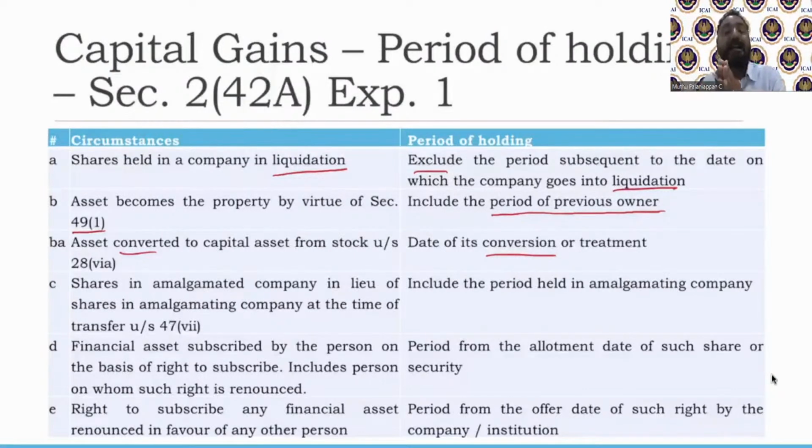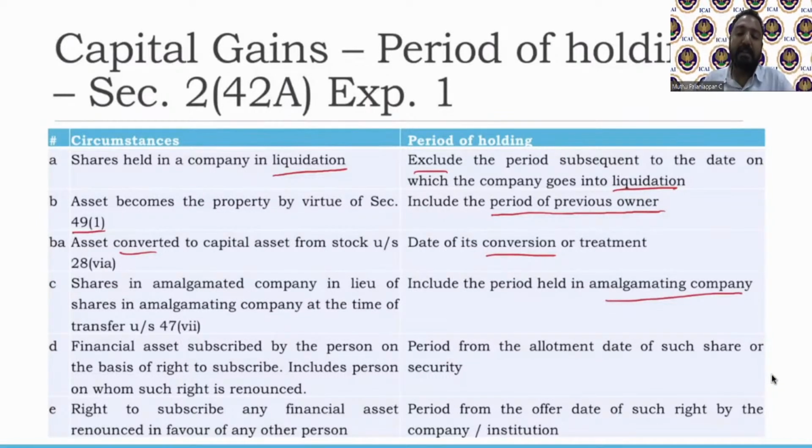So when an inventory, a stock in trade, is converted into a capital asset, the conversion date is the base date from which you need to calculate the period of holding. Okay. Shares in amalgamated company in lieu of amalgamating company. What is amalgamation? When two companies join together to form one organization. So when a new company is formed through amalgamation, you should include the old period held in the amalgamating company.